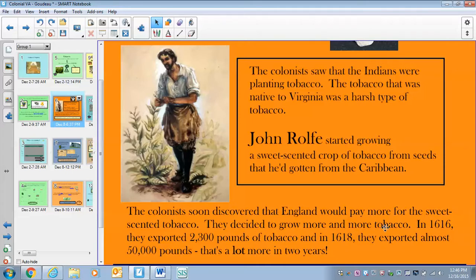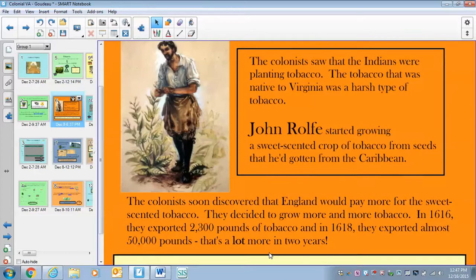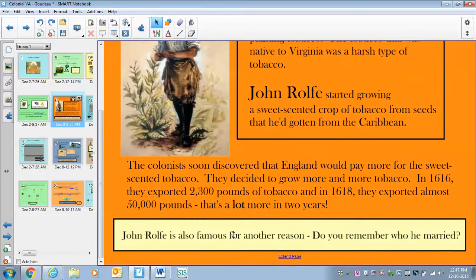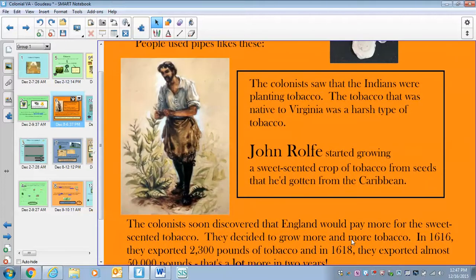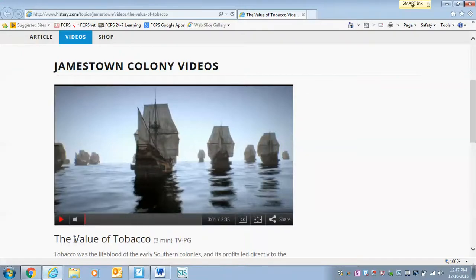Okay, look at the jump here. In 1616, they exported 2,300 pounds of tobacco. Two years later, 50,000 pounds. I mean, think about how many times that went up. It went up 25 times, basically, in just a two-year period. And, of course, he's also famous for another reason, because he married Pocahontas. So here's the next video that I'd like you to watch, talking more about the value of tobacco.